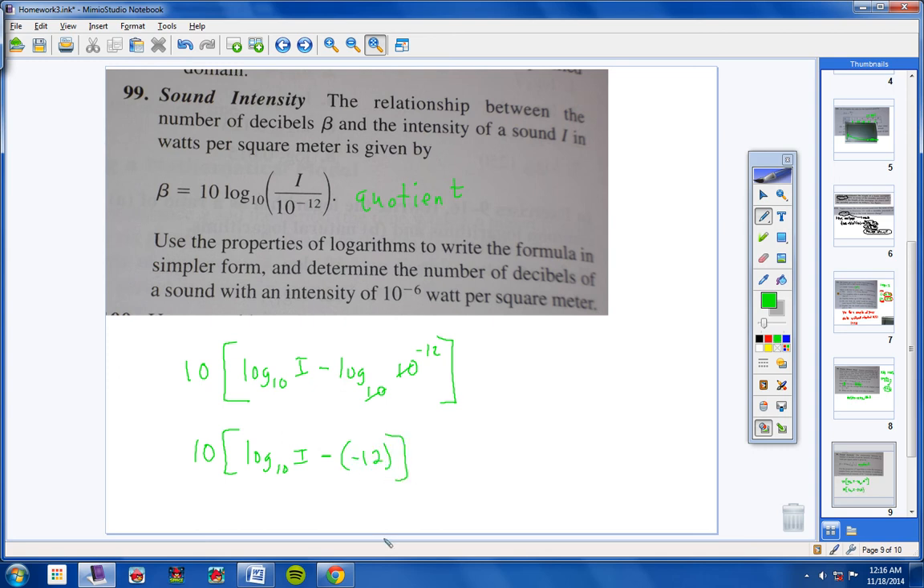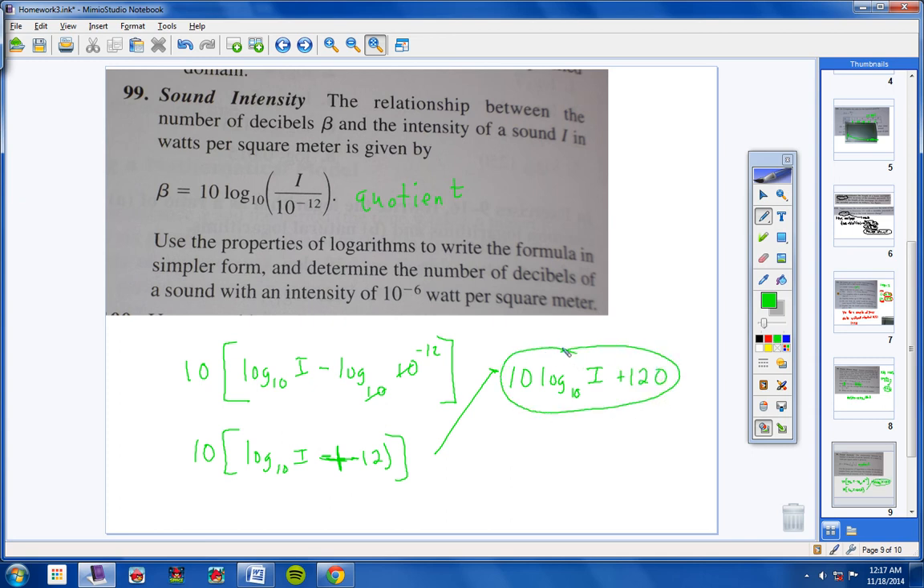Okay? And then negative and negative makes a positive 12. Make it a really big plus sign, okay? And then, of course, you have a 10 here we can multiply through. So we get 10 logarithm base 10 of I plus 120. So there we simplified it pretty well.